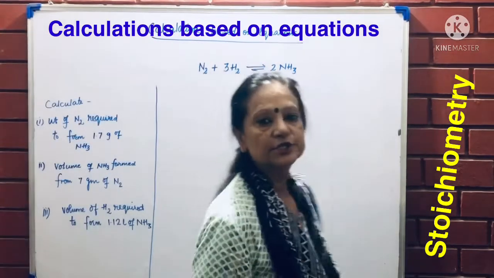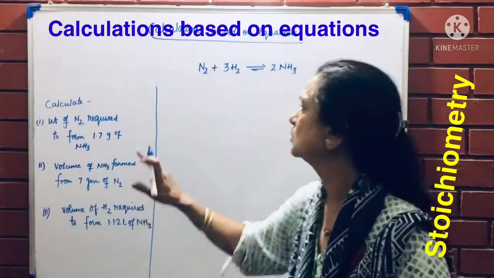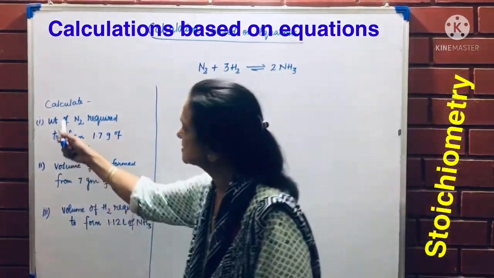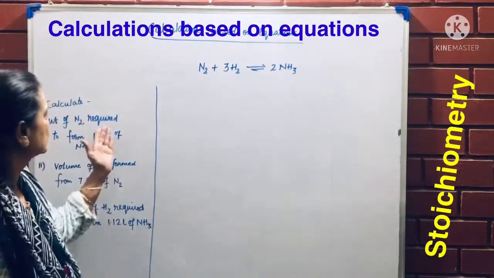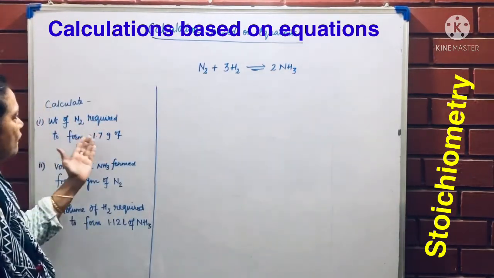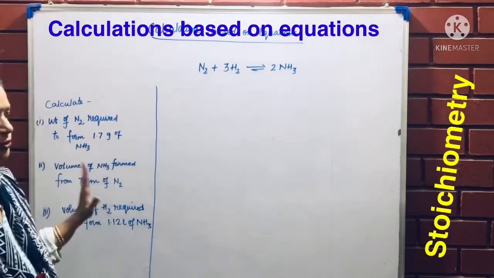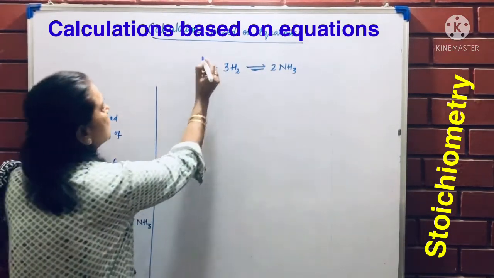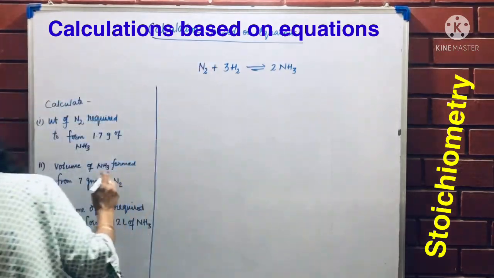Now I'm doing calculations based on equations, which is also based on the same concept that we have just learnt. So it says calculate the weight of nitrogen required to form 1.7 gram of ammonia. Now look at the question properly. Calculate the weight of nitrogen. I want the weight of nitrogen.